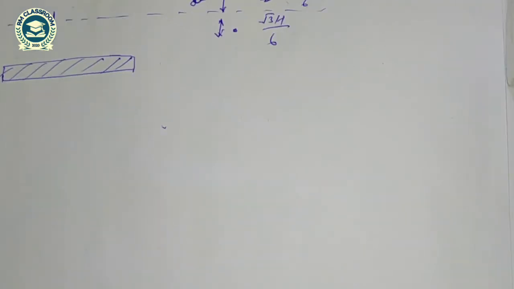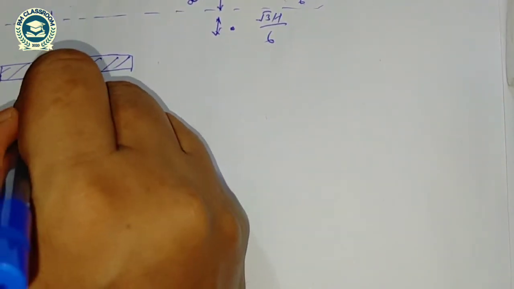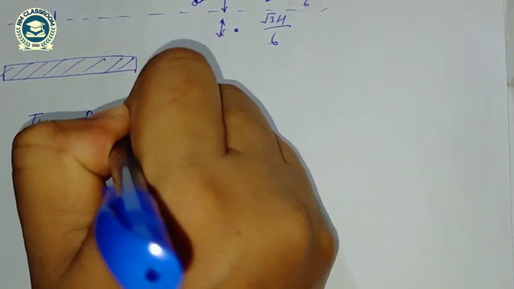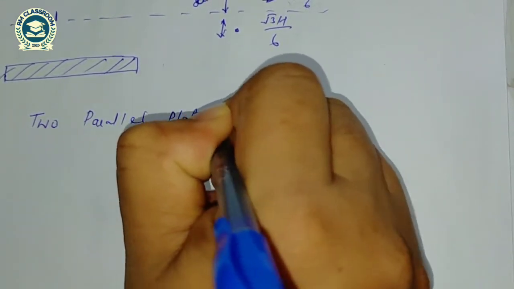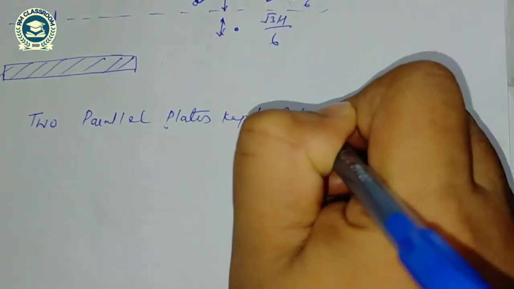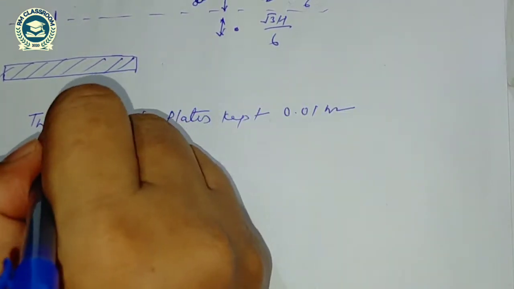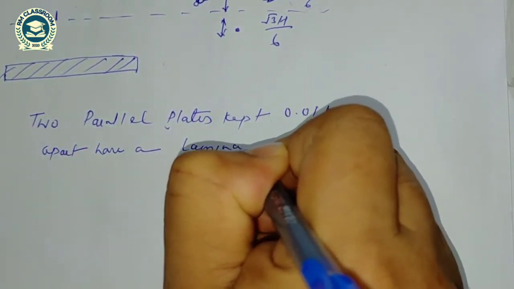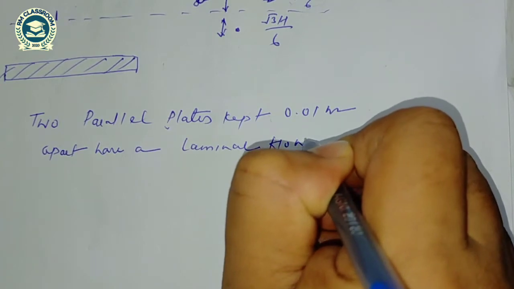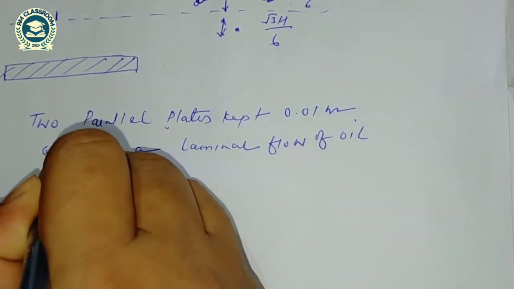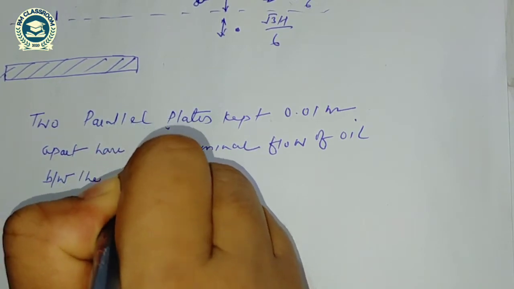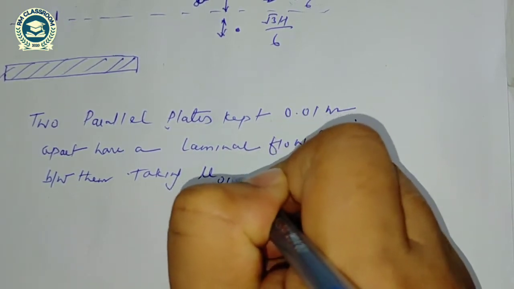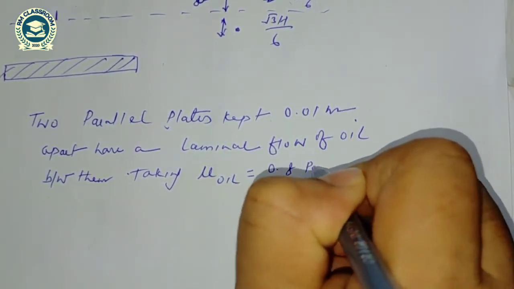average velocity. So I am going to take one question based on one plate is moving and another plate is at rest. So two parallel plates kept 0.01 meter apart have a laminar flow of oil between them, taking dynamic viscosity of oil is 0.8 poise.